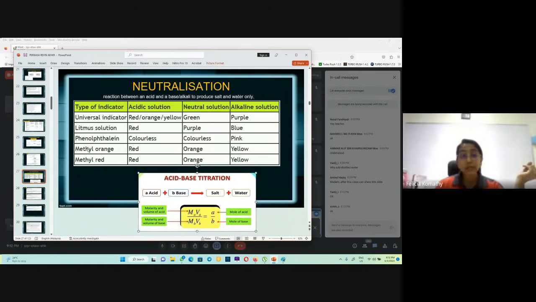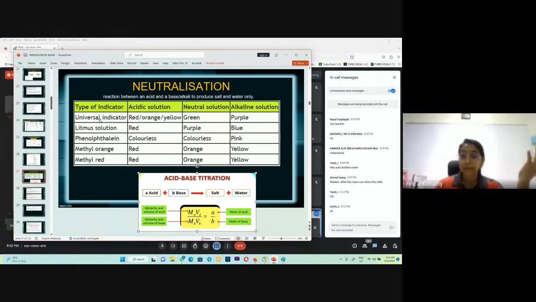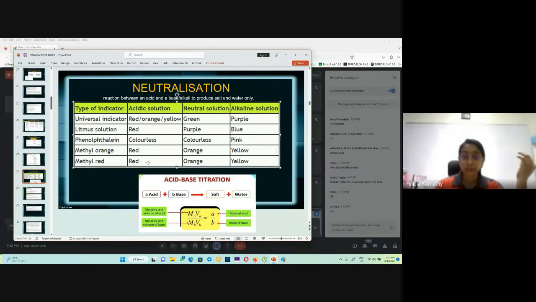Another commonly used is methyl orange. So please focus on phenolphthalein and methyl orange. And other than these two, make sure you know about universal indicator. These are the three indicators that will be questioned for SPM. So make sure you know the color change.